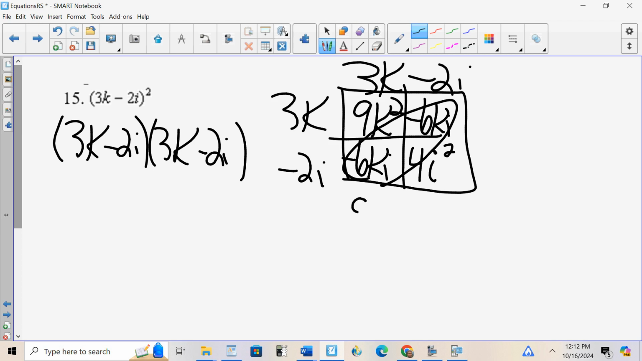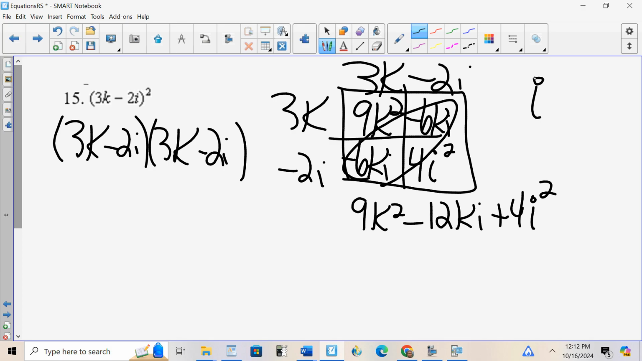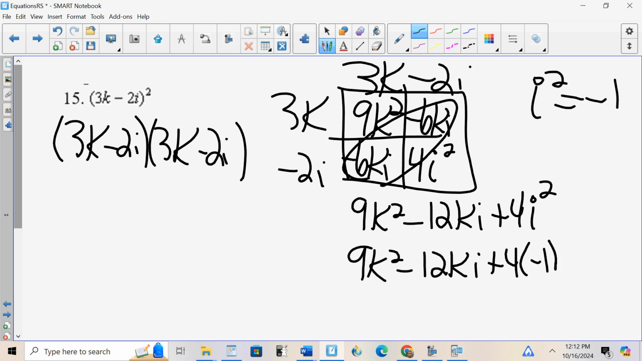Combine like terms, 9k squared. Negative 6ki and negative 6ki is negative 12ki plus 4i squared. The only thing that makes this different than Algebra 1 is I squared. You need to know that I squared is equivalent to negative 1. So if an I squared pops up, you replace the I squared with negative 1 and multiply it through. So it becomes minus 4. In this case, there are no other like terms that could be combined.